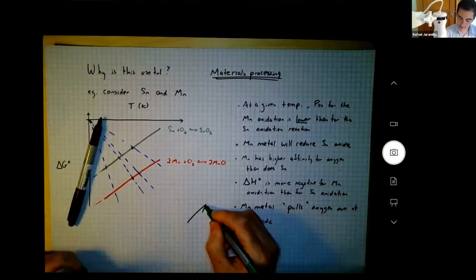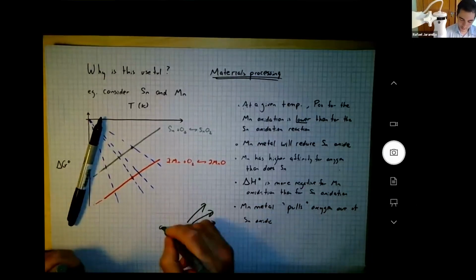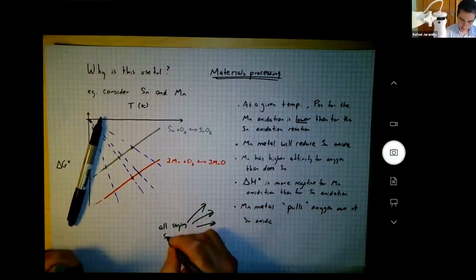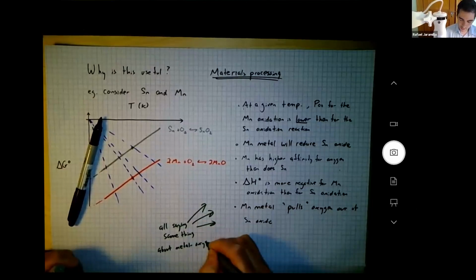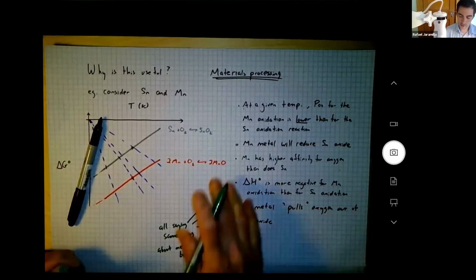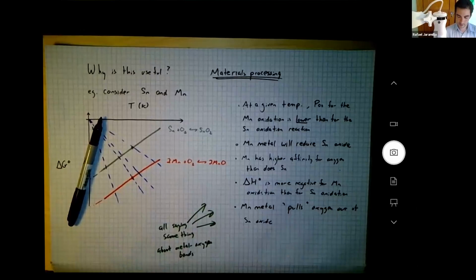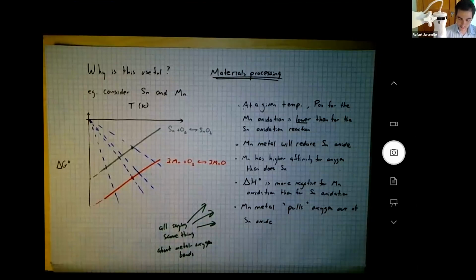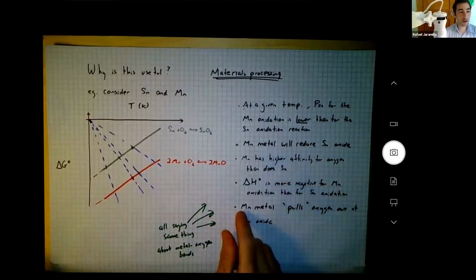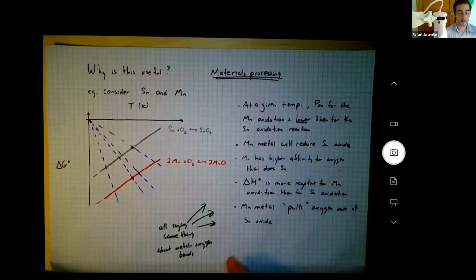So everything I just wrote, these are all saying the same thing about metal oxygen bonds. All right, these are all equivalent statements. They're just ways of interpreting metal oxygen bonding and the implications of that for materials processing, right? If you're going to be processing manganese in the presence of tin, you need to know which one is going to have a higher PO2 at equilibrium for oxidation, because it's going to determine your process outcome.